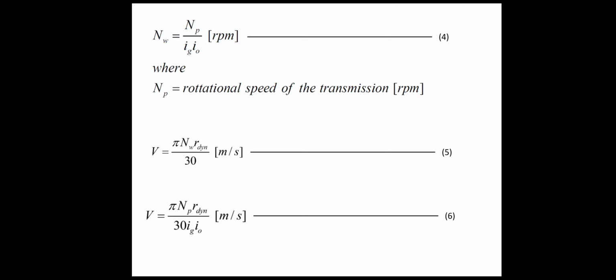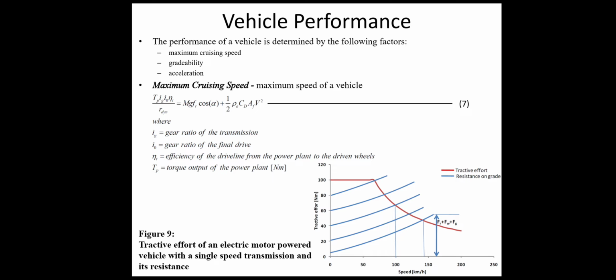So we can substitute the nw from equation 4 into equation 5. The vehicle speed can be expressed as V equals pi np R dynamic divided by 30 Ig Io meters per second. So this is the vehicle speed, and after the vehicle speed we can go for the vehicle performance.